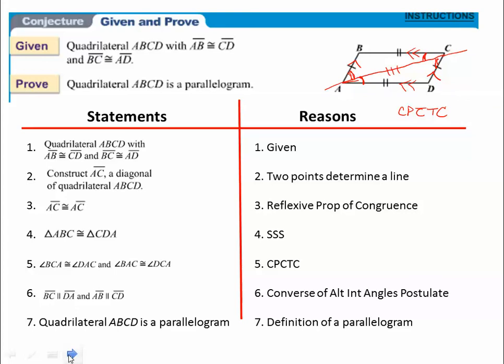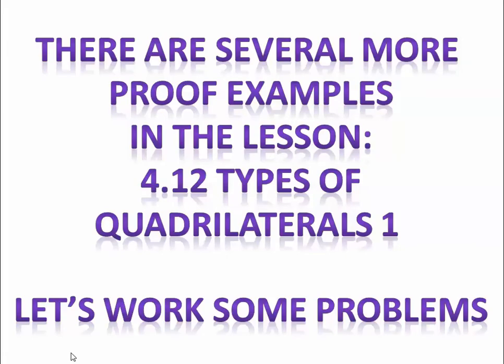Now, I could have used the if-then statements on this proof, but I didn't really need them because I just had to think it out. But you still could have used if-thens. Okay, there are several more proof examples in the lesson 412, Types of Quadrilaterals. So you can go through and look at those to help you get better at proofs.